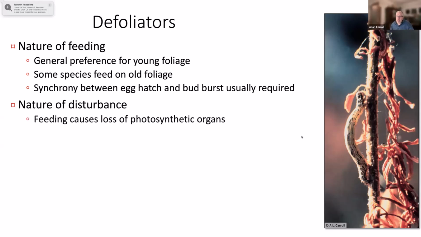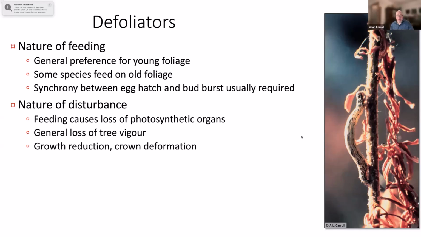The nature of the disturbance that these guys cause is that they remove the photosynthetic machinery of the tree. And the image on the right is actually of a hemlock looper on a balsam fir twig. And you can see that this hemlock looper larva has done a fine job of removing all of the photosynthetic organs along that shoot, and that's not capable of actually photosynthesizing at all, and is a very unhappy tree as a consequence. So this typically leads to a general loss of tree vigor. It can lead to things like growth reduction or the deformation of the way in which the tree is growing.